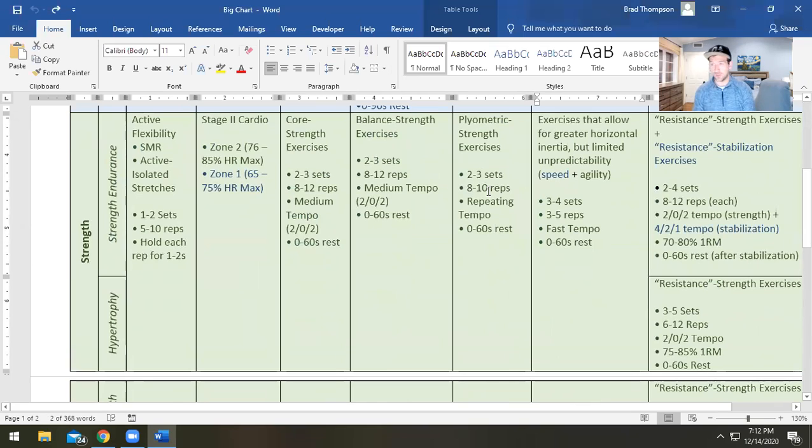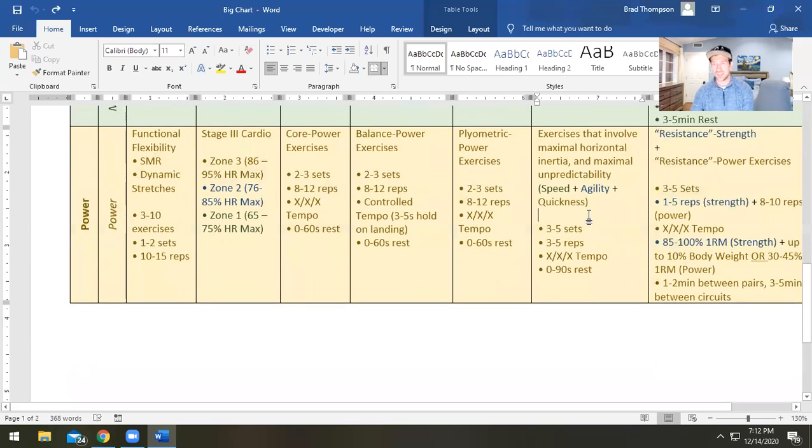Clients in the strength level, whether it's strength endurance, hypertrophy, or max strength, these are exercises that allow for greater horizontal inertia. So now you're starting to allow some agility, but we still limit the unpredictability. We still limit the quickness. So we're doing speed plus agility here. 3 to 4 sets, 3 to 5 reps, fast tempo, 0 to 60 seconds rest.